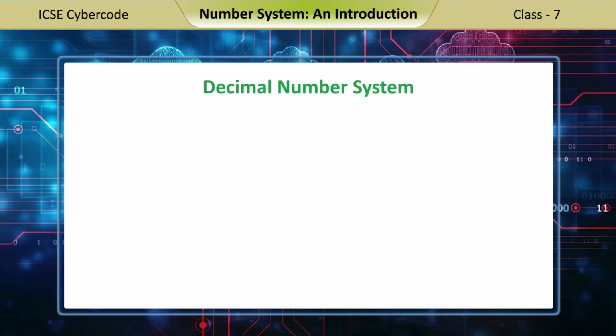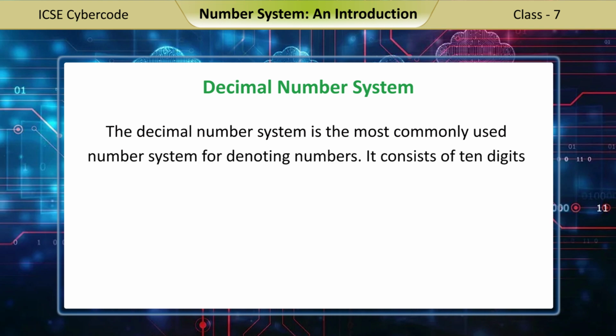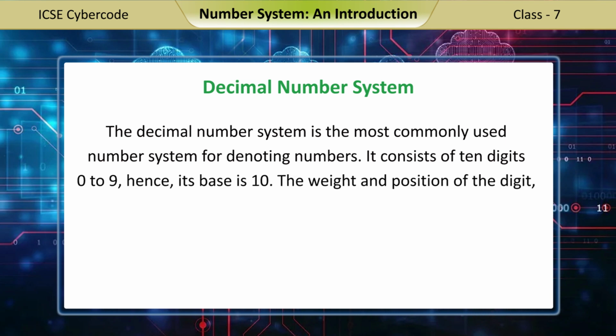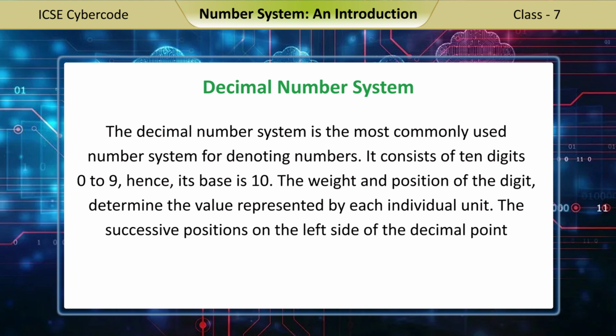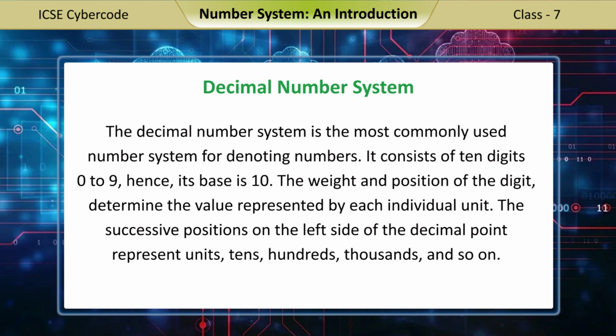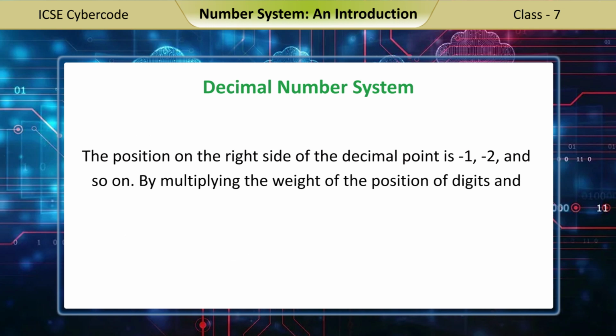Decimal number system. The decimal number system is the most commonly used number system for denoting numbers. It consists of 10 digits 0 to 9, hence, its base is 10. The weight and position of the digit determine the value represented by each individual unit. The successive positions on the left side of the decimal point represent units, tens, hundreds, thousands, and so on. The position on the right side of the decimal point is -1, -2, and so on.